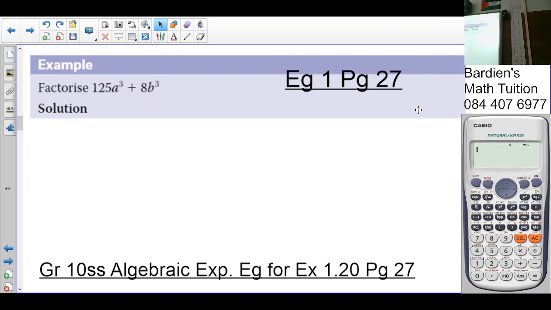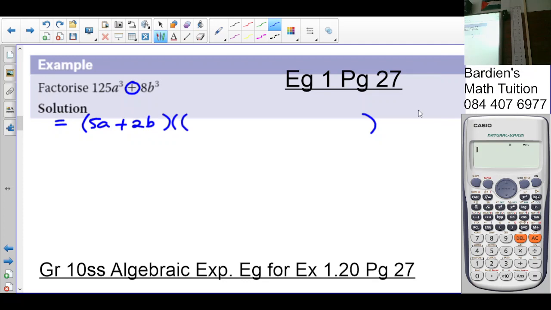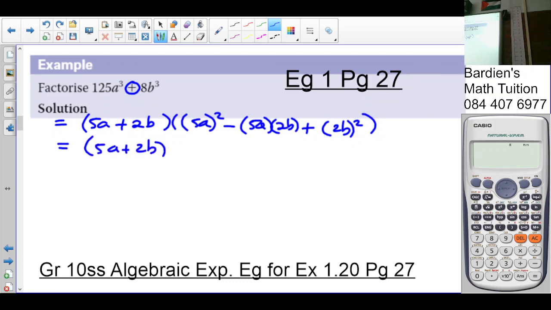What makes it the sum of cubes? There's a plus between it. Okay, later on when you see a negative between it, it's the difference of cubes. So the cube root of 125a cubed is 5a plus, you will retain the sign of the middle term. The cube root of 8b cubed is 2b. So what we do is we square the first term, so it's 5a squared minus the first term, which is 5a times the second term, which is 2b, plus the last term squared. Okay, which now gives me 5a plus 2b into 5a all squared is going to give you 25a squared. I multiply that, I get negative 10ab plus 4b squared.